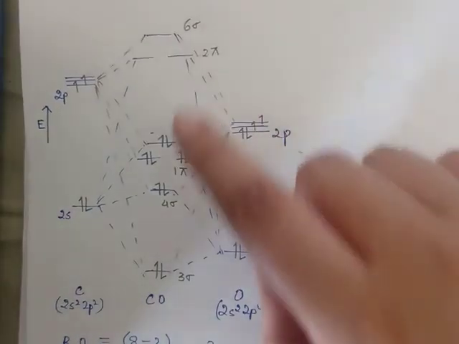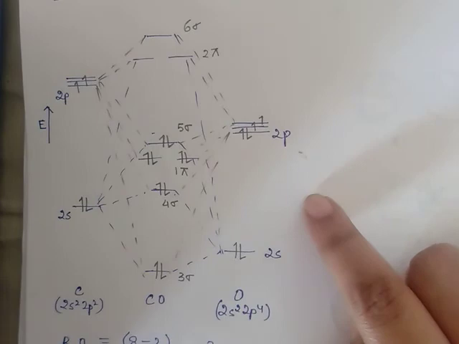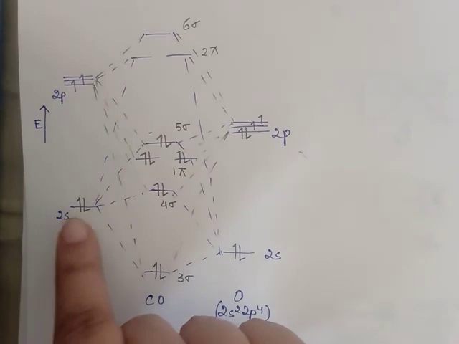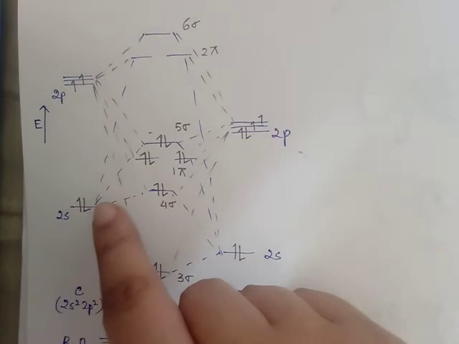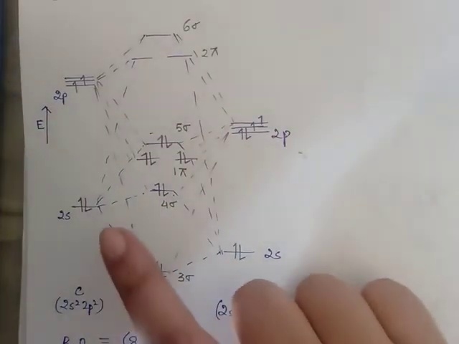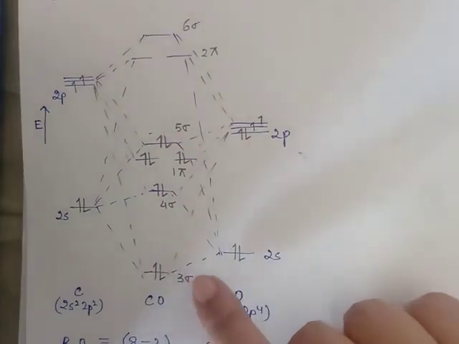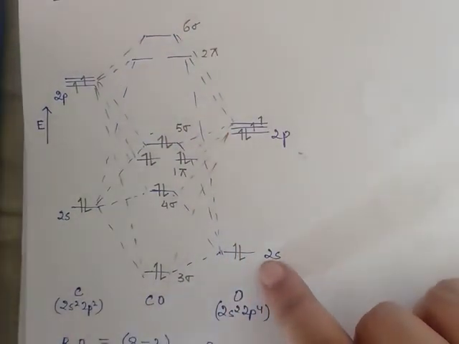So now why are they not in perfect order? The reason is that over here there are more mixings involved. So this isn't just an overlap between this 2s and this 2s. As you can see from the dots, this 2s has contribution towards these two, also towards this, also towards that. So basically this 2s has a contribution towards all the sigma molecular orbitals that are there, that is 3 sigma, 4 sigma, 5 sigma, 6 sigma. Similarly this 2s also has contribution to all the sigma molecular orbitals that are there.